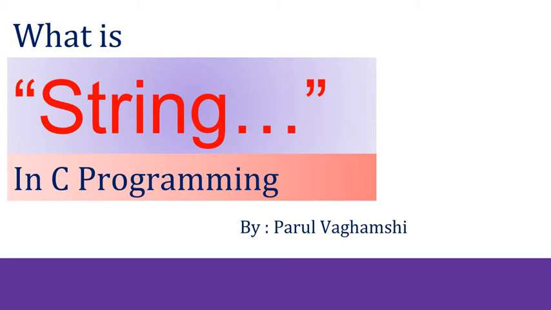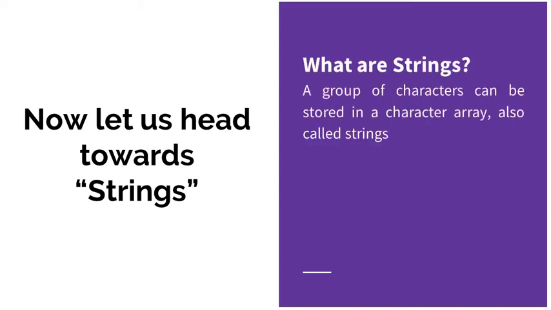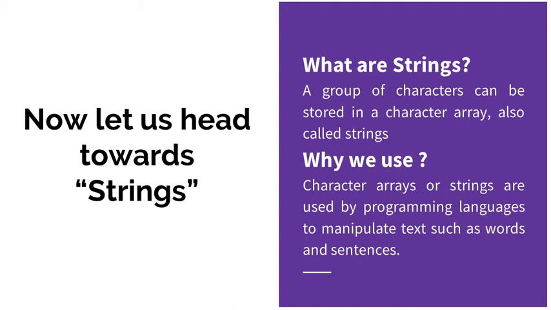If you observe carefully, a string is an array of characters. It is just an array, but not of integer values; it is of type character, which is one primitive data type in C programming. So what are strings? A group of characters that can be stored in a character array is known as a string. Character arrays or strings are used by programming languages to manipulate text such as words or sentences.